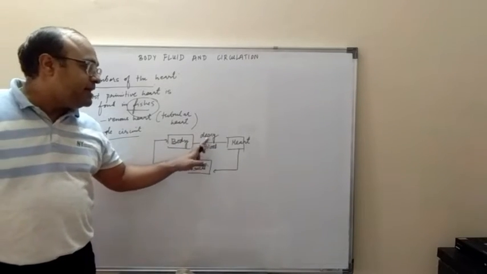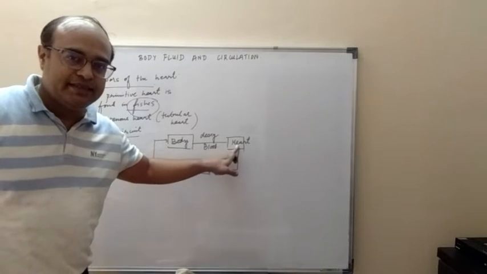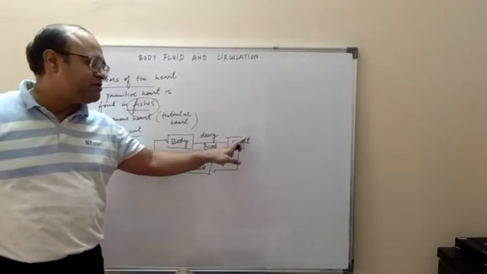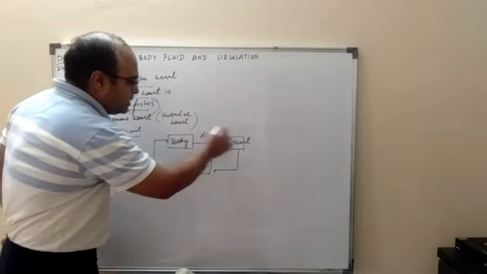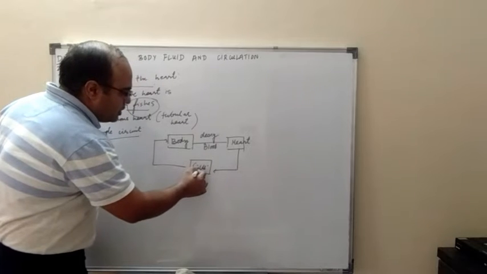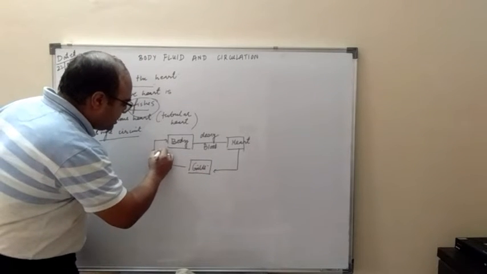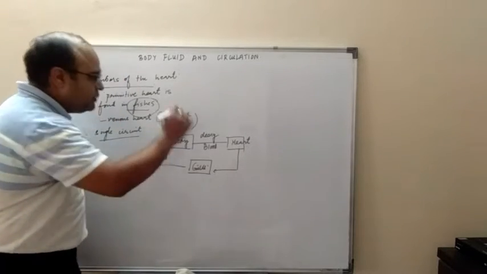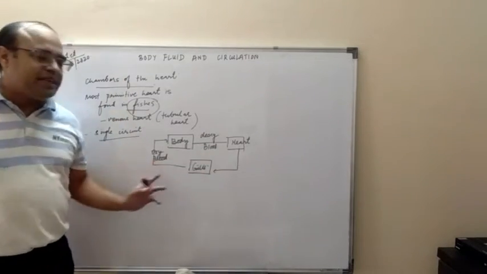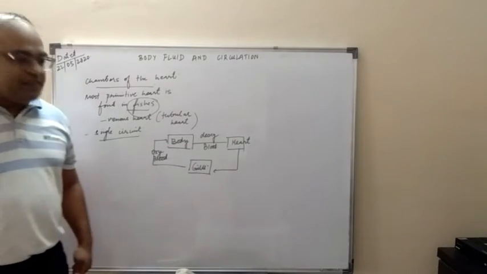So you can see over here that the heart is only receiving the deoxygenated blood. No oxygenation is going to take place in the heart. Okay, so body to heart, and from heart it is going to the gills, and the gills are providing the oxygenated blood to the body. So such type of single circuit circulation is found in the fishes.